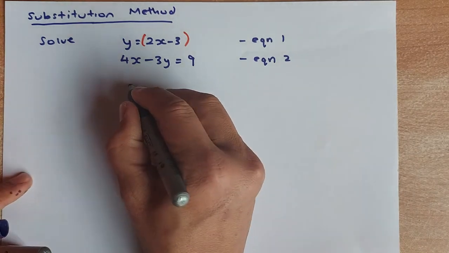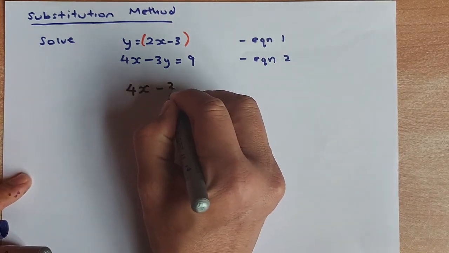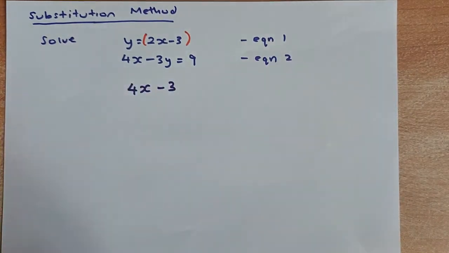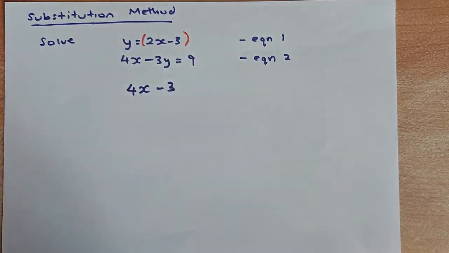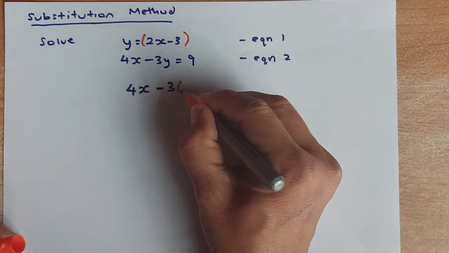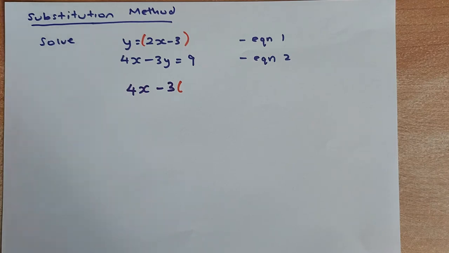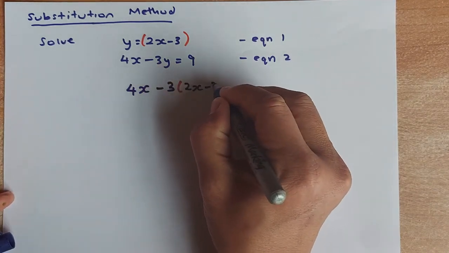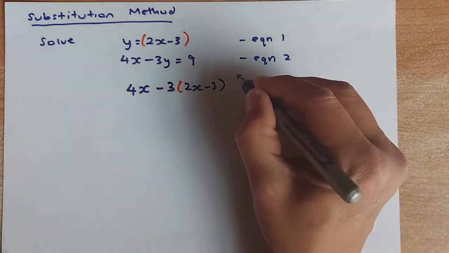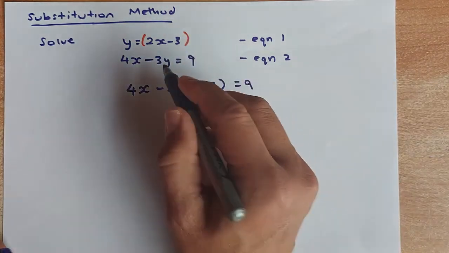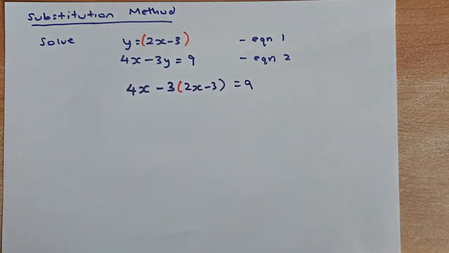So now the equation is 4x minus 3y. Instead of y, you're going to replace that y with the equation beforehand. The y is now being replaced by 2x minus 3, and then that is equal to 9. Everything else is the same. You're going to replace that y with 2x minus 3.